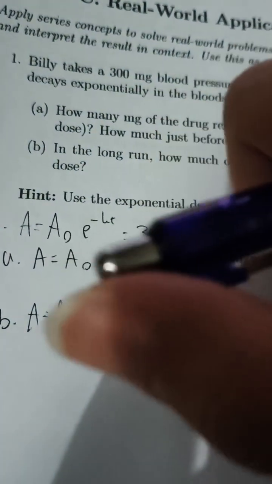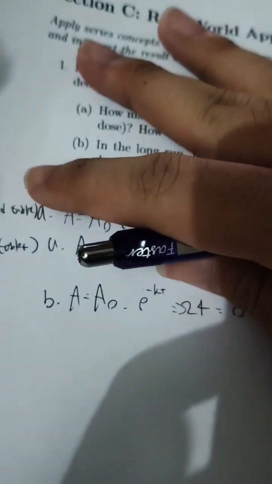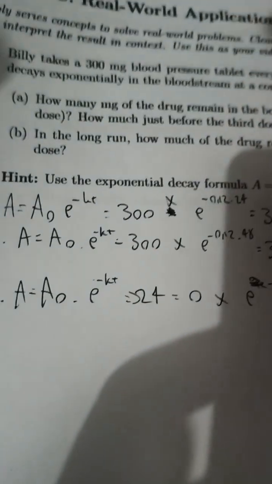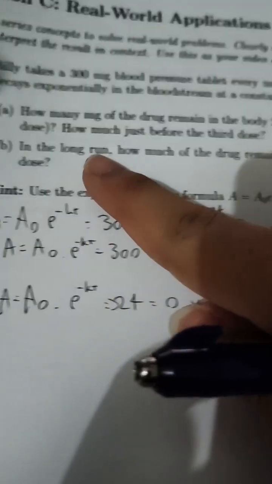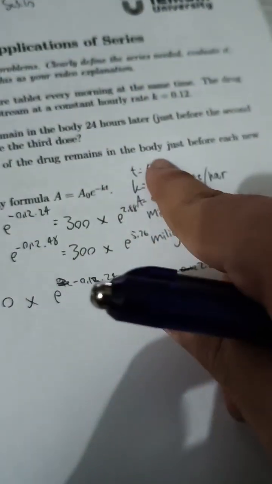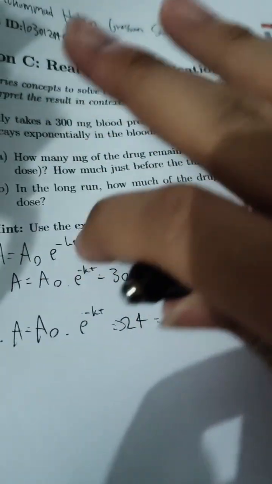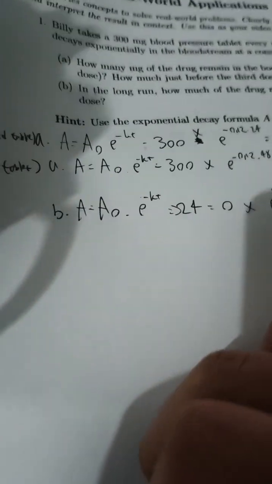From how I see it, this is supposed to have the numerical answer, and what I don't get is, in the long run, how much of the drug remains in the body just before each dose? I think I know the formula to that.